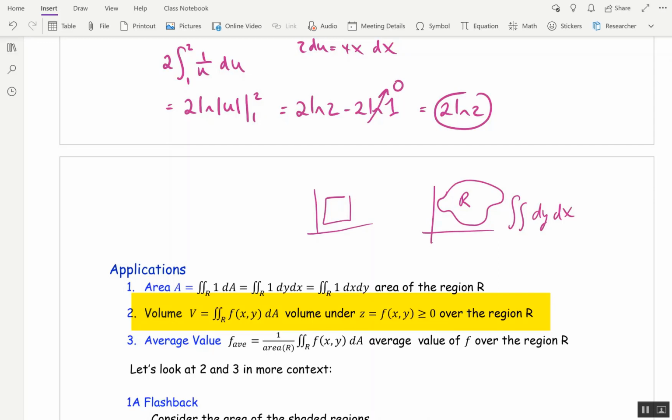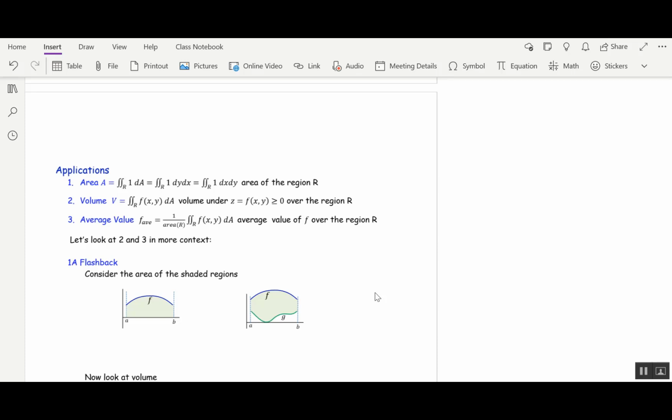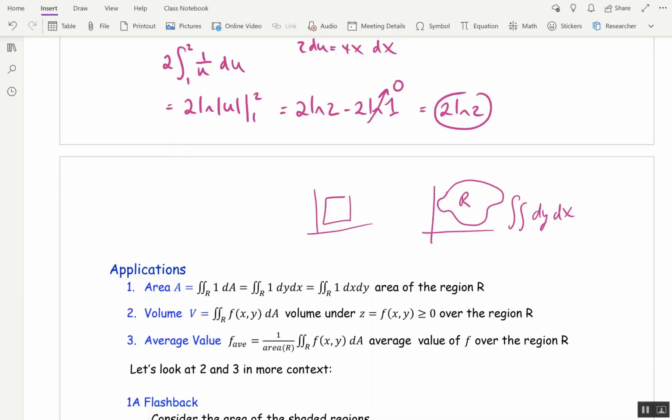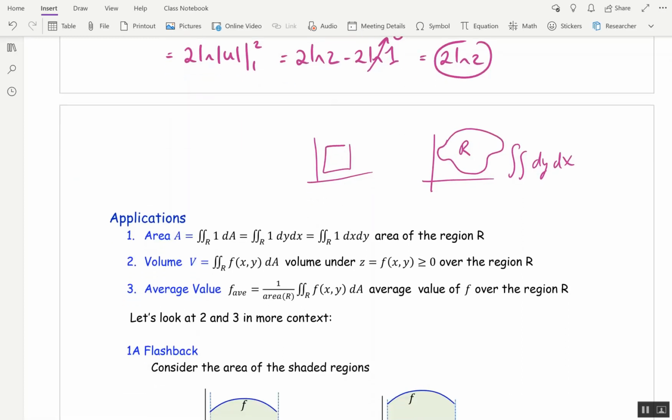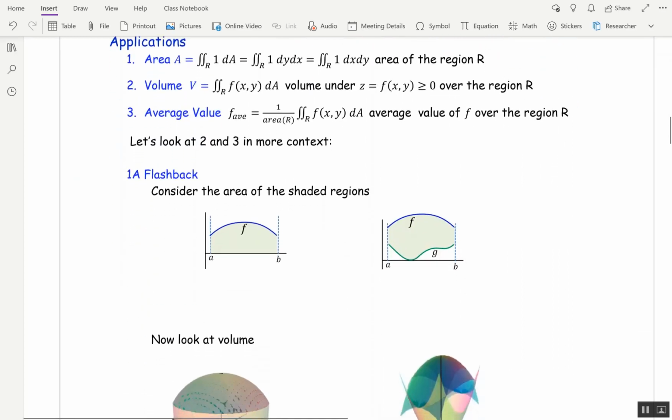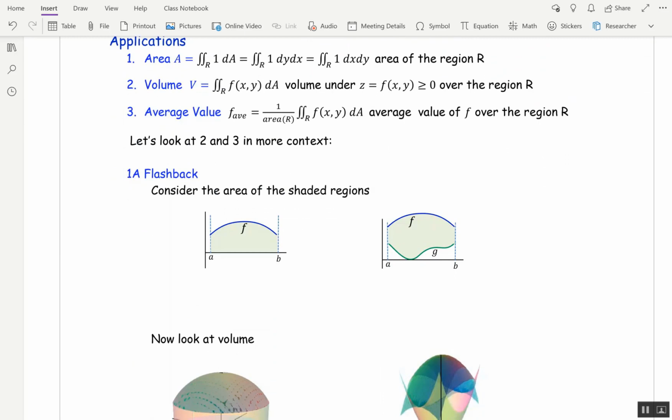For volume, a double integral can be interpreted as volume. If you integrate a function z equals f of xy, you're going to get the volume underneath that surface over the region that you're integrating over. And then there's an average value interpretation also. And I want to show you these and compare to the results we had from earlier calculus classes. Remember how it worked for area. If we had one curve f of x, the area underneath the curve f was found by integrating a to b f dx. If you had two curves, you did f minus g from a to b dx.